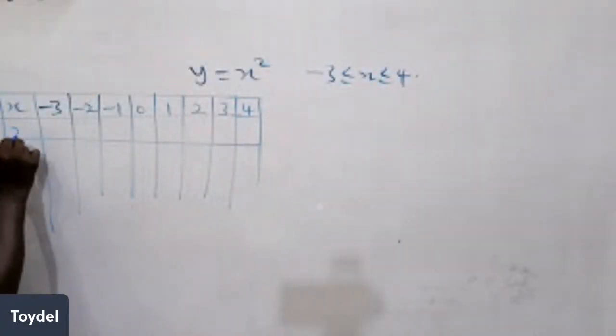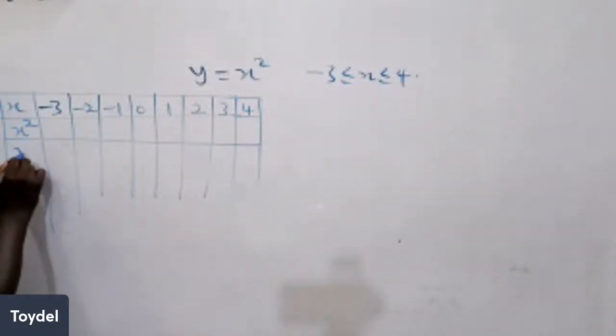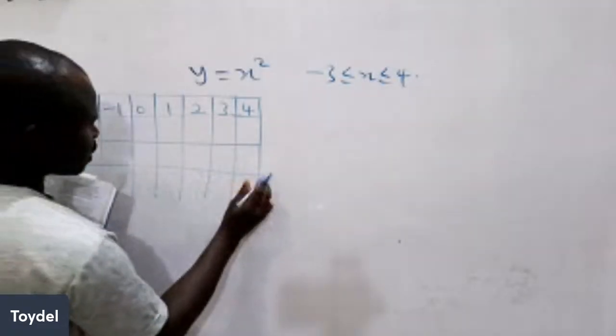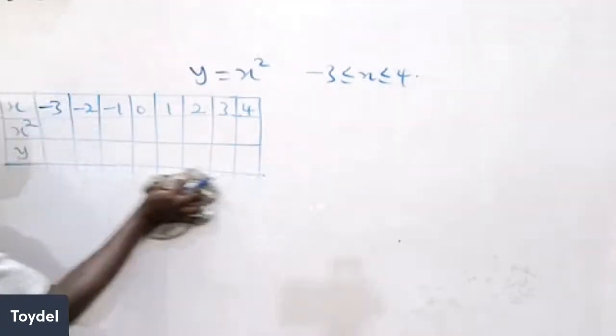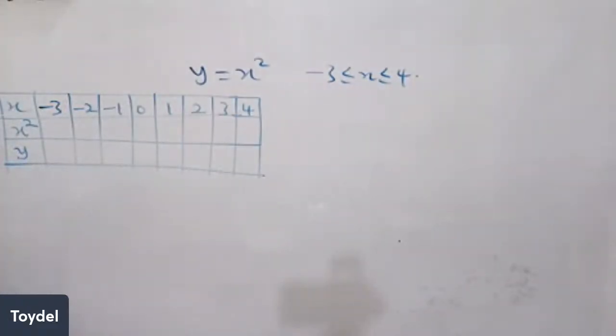Then I will go for x squared, then I'll get the value for y. That is all that I'm going to do here, because in this case, the value of y is just x squared. So we are not given the table. We are not generating the table.